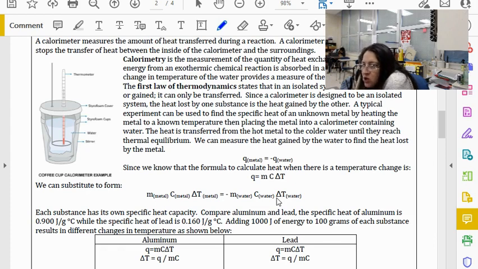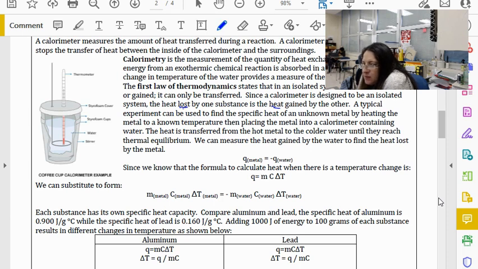Okay? So calorimetry, we're going to measure the quantity of heat exchanged. And the first law of thermodynamics states that in an isolated system, heat can't be lost or gained. It's only transferred. So since the calorimeter is designed to isolate that, the heat lost by one thing, which yesterday the aluminum was losing the heat, and gained by the other, which was the water yesterday, is the heat that is exchanged there. So that's what you're looking at.